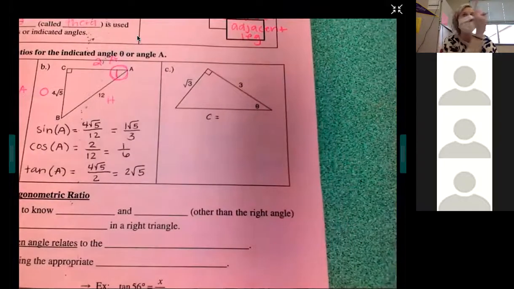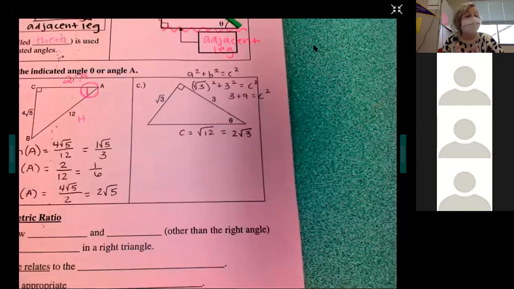Pythagorean theorem, find C, label your sides, do your ratios. I'm going to pause and walk around and help people online. Y'all let me know if you need my help. Don't go anywhere because we're not done. Did everybody get 2 square root of 3?